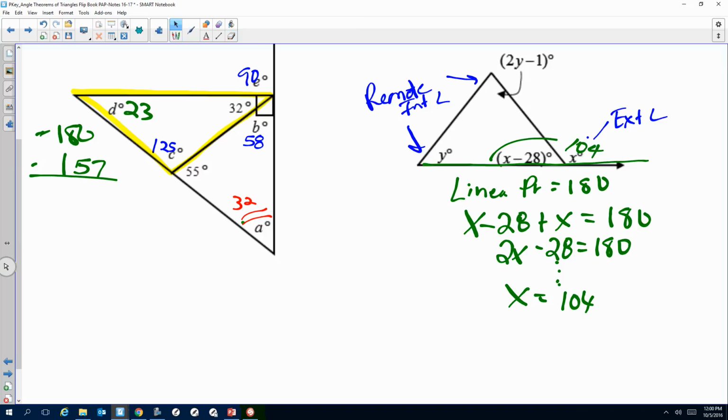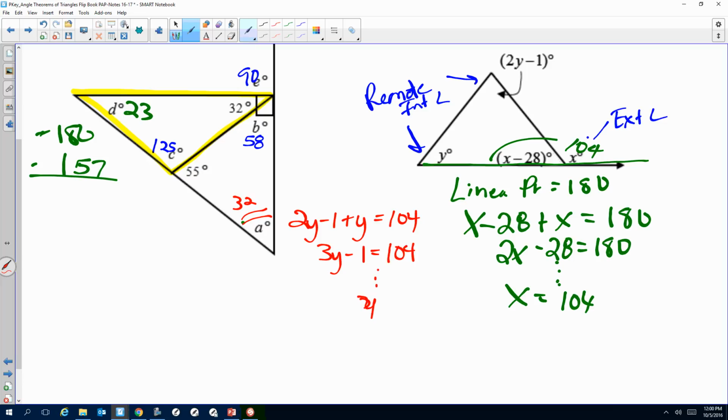What can I do to get to y? Because we need to find the value of y now. Yeah, 2y minus 1 plus the y equals 104. Now use your exterior angle there. Are we okay there? So I think y is what, 30? 35, yeah. All right, now last one, example 3.